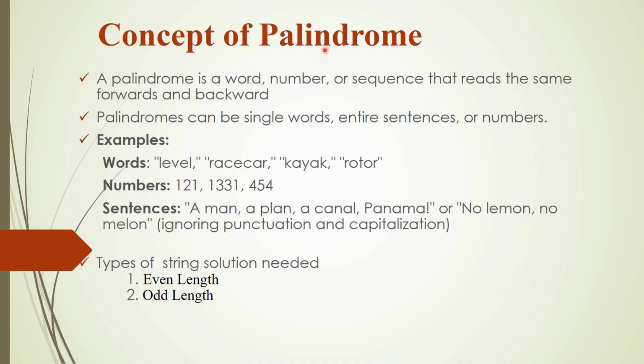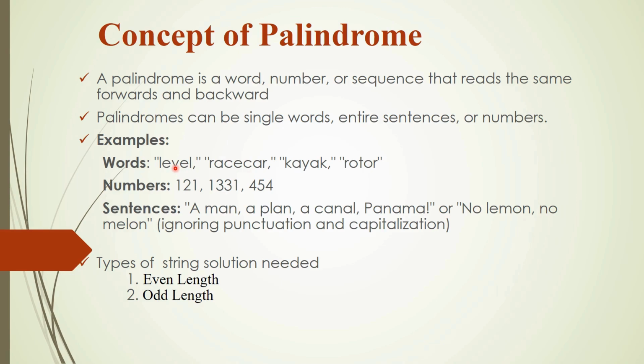Okay, what is meant by palindrome? A palindrome is a word, number or syntax that reads the same whether it is read from left to right or right to left. A palindrome can be a single word, an entire sentence or a number. Let's take an example for better understanding. Here you can see words, numbers and sentences. These are palindromes. If you read them from left to right or right to left, they are the same. Hope you understand what palindrome means.